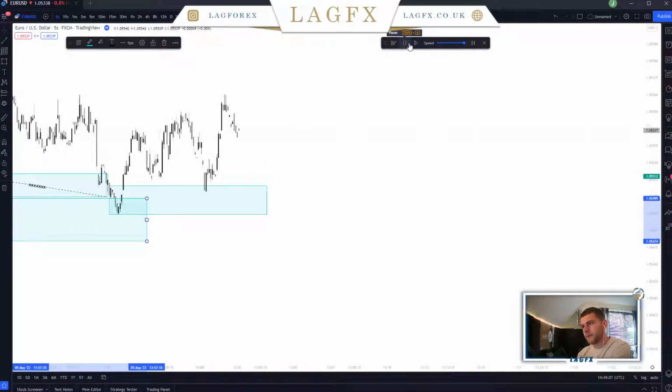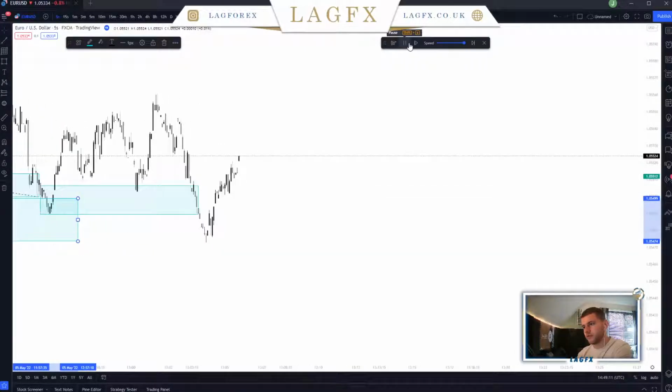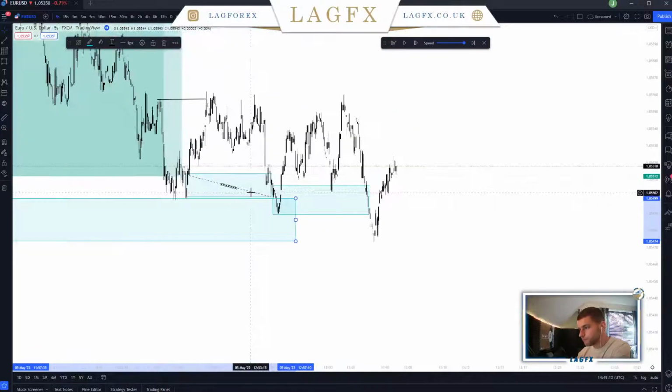Yep, we get a tap. And now let's see if price takes off. No, we've invalidated the zone again, which is going to happen, we're getting manipulation.